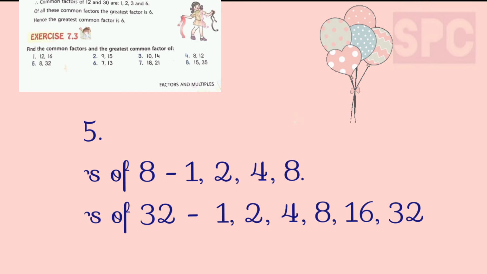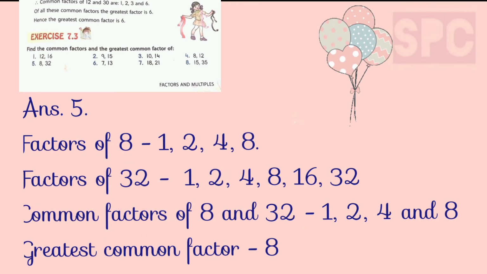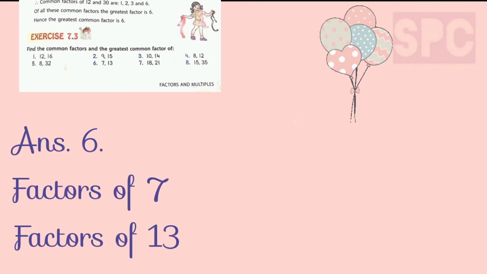So in this way we have written all the factors of 8 and 32, out of which we can see that 1, 2, 4 and 8 are the common factors of both 8 and 32, out of which 8 is the greatest common factor. So let's move on to question number 6, 7 and 13.